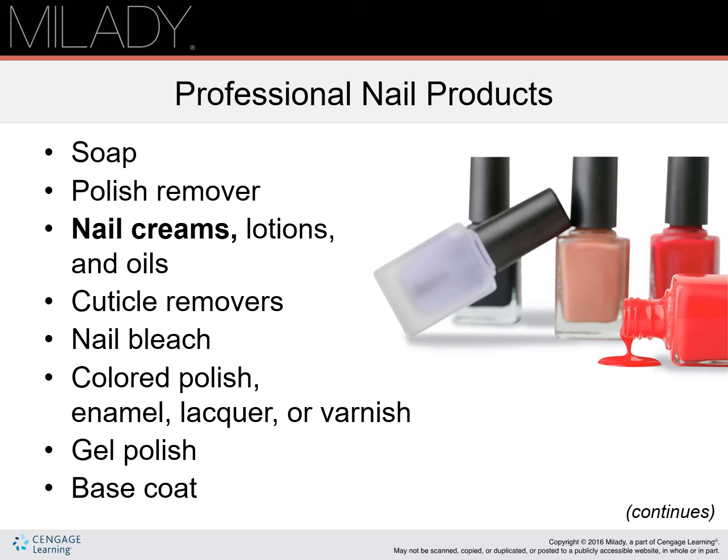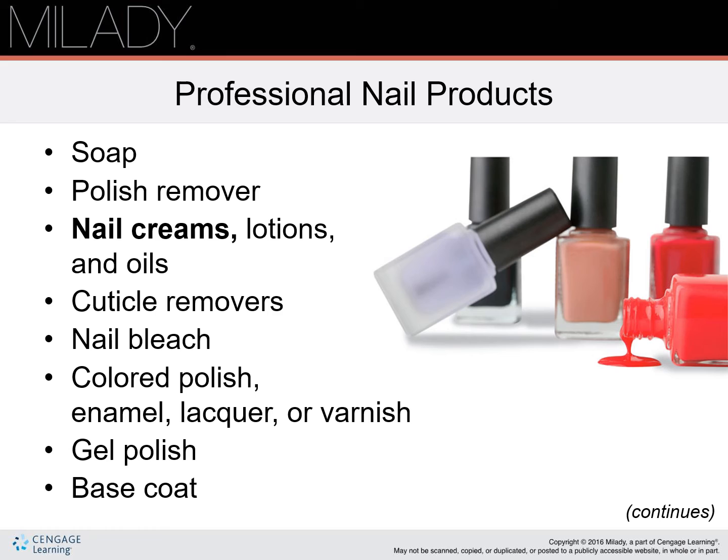Colored polish, colored enamel, lacquer, or varnish. Colored coatings applied to the natural nail plate are known as polish, enamel, lacquer, or varnish. These are all marketing terms used to describe the same types of product containing similar ingredients. There is no real difference between the products. So polish, enamel, lacquer, or varnish. Lacquer is a fancy word for nail polish is what they're saying.